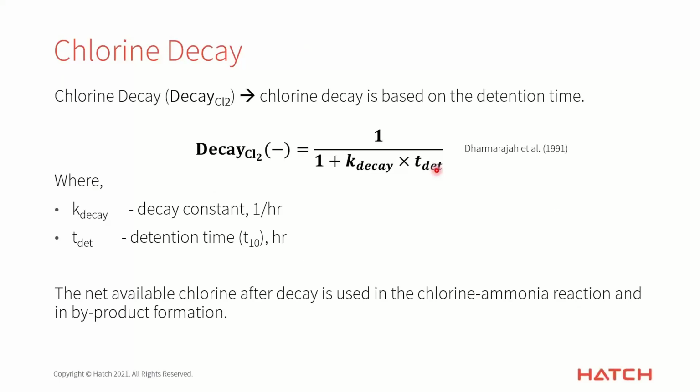Okay, so the next process that we're going to talk about that affects the residual chlorine is the chlorine decay. And the chlorine decay accounts for the chlorine that decays due to the detention time in the chlorination basin. It's represented by a kinetic model that relates the T10 detention time to the chlorine decay using a decay coefficient. So the definition of the T10 detention time, for those who don't know, is the time it takes for 10% of the volume of a certain unit, in this case the chlorination basin, to pass through that unit. So the time it takes for 10% of the volume of the chlorination basin to pass through the chlorination basin.